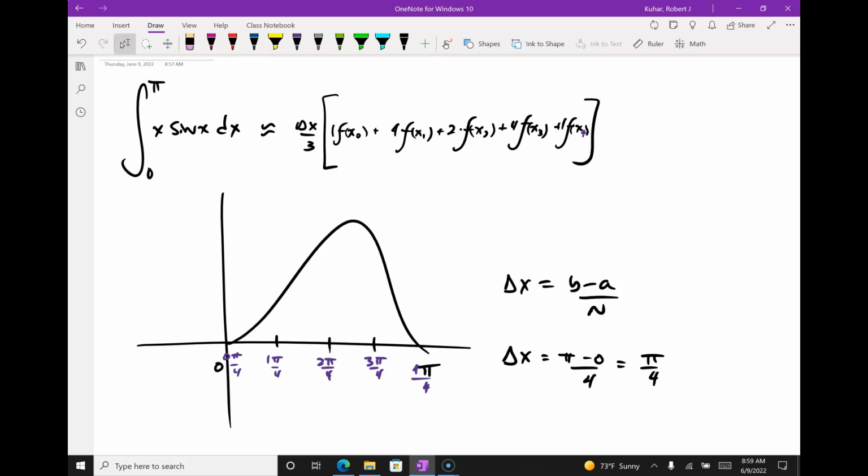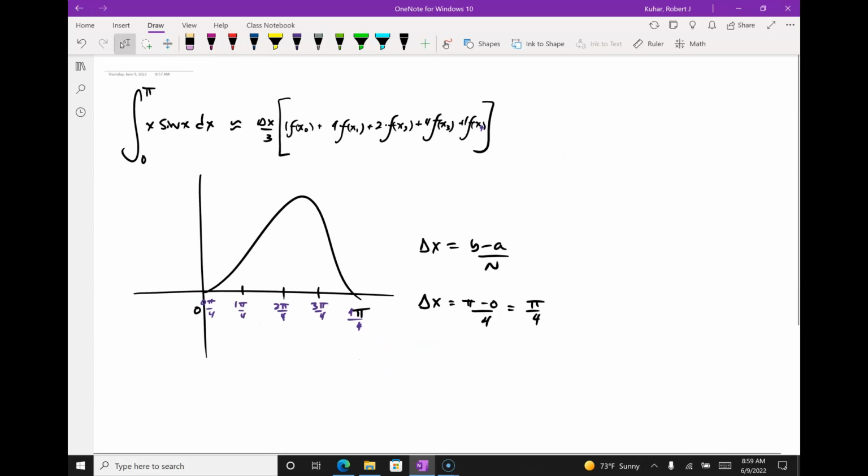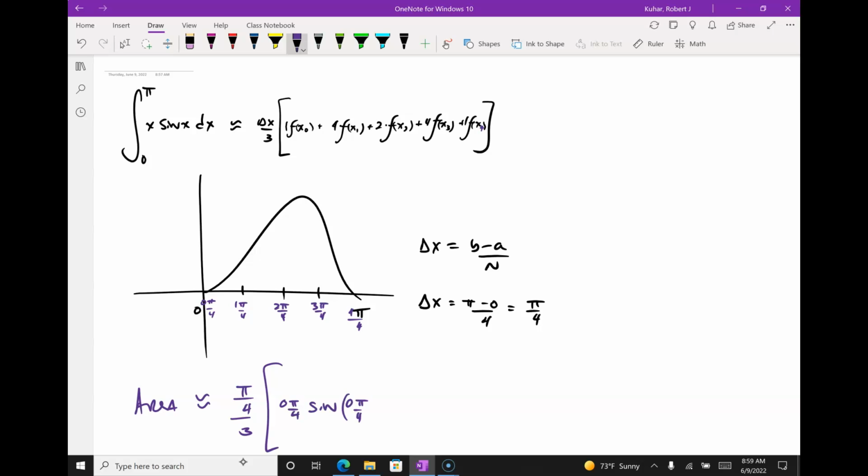Right? And so the next piece is just a little bit messy, that's all, but that's fine. So I get my area is approximately equal to pi over 4 over 3, right? And then I'm putting in my x, sine x values. So 0, pi over 4 sine of 0, pi over 4.